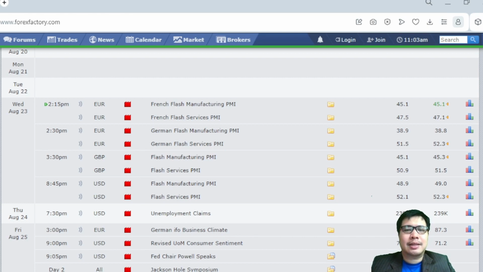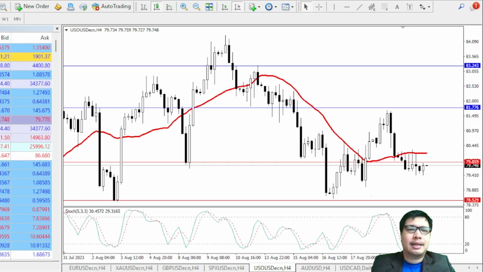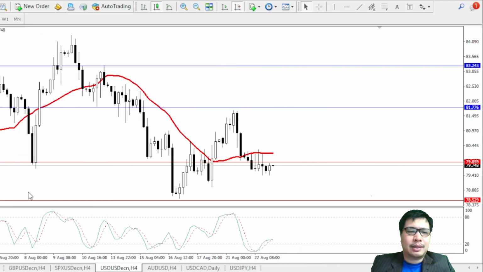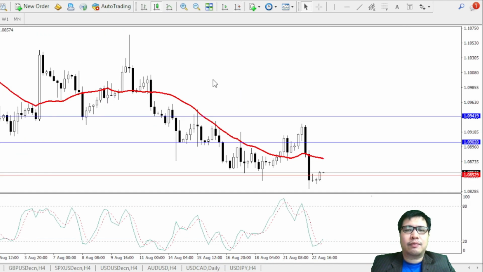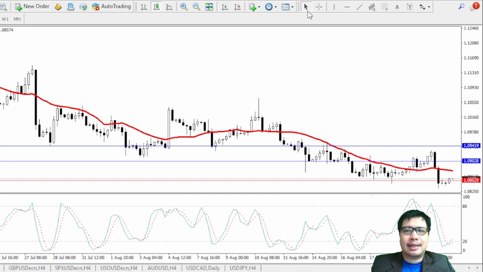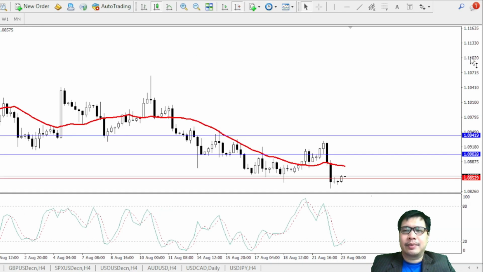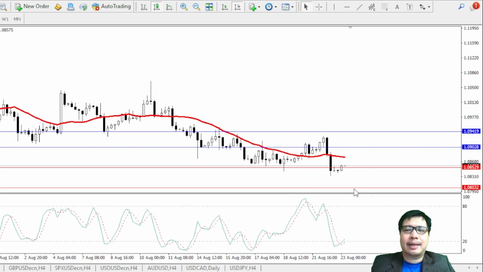today I'm going to discuss Euro USD. Euro USD will be affected much by this PMI data. If you can see from previous experience, from last week and last month, most of the PMI data is affecting the Euro USD. This will affect it today.